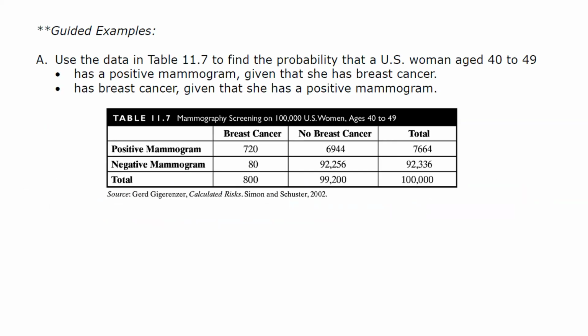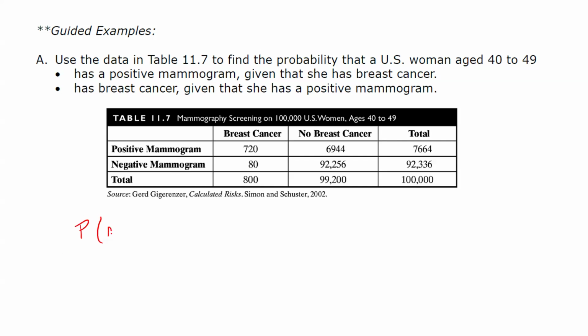All right, so let's do an example together. Use this table below. Find the probability that a U.S. woman aged 40 to 49 has a positive mammogram given that she has breast cancer. And then find the probability that this woman has breast cancer given that she has a positive mammogram. So we're trying to find two probabilities here.